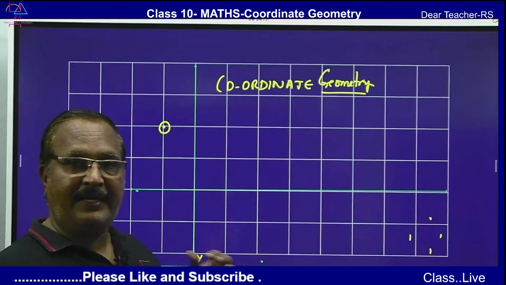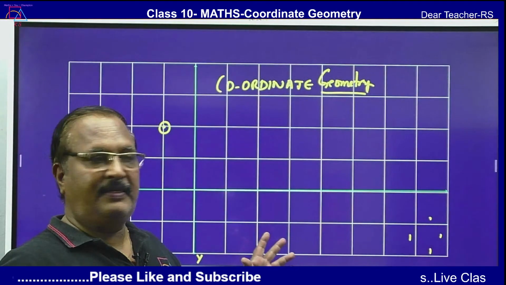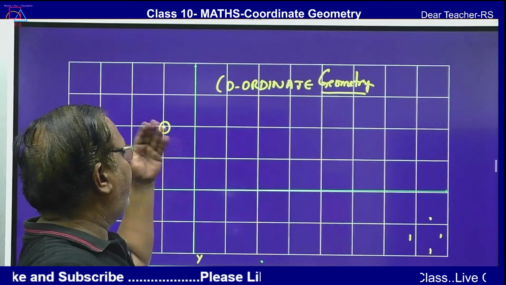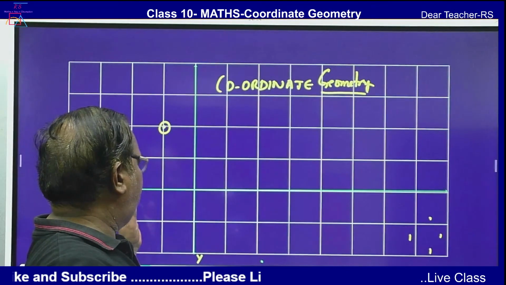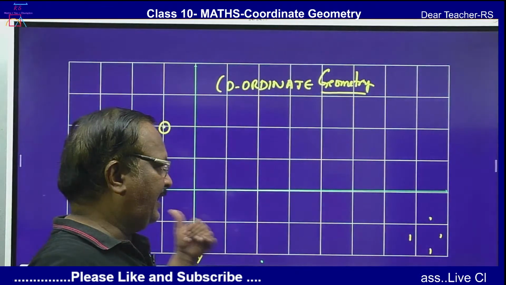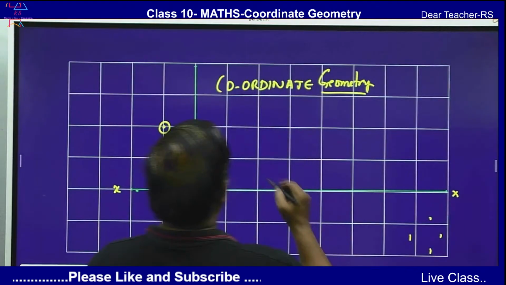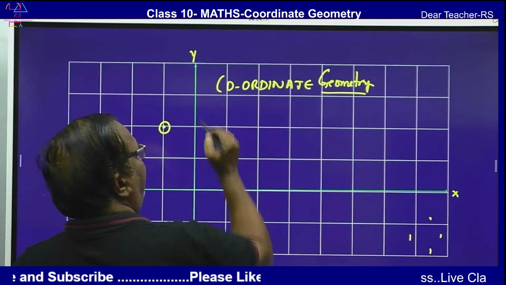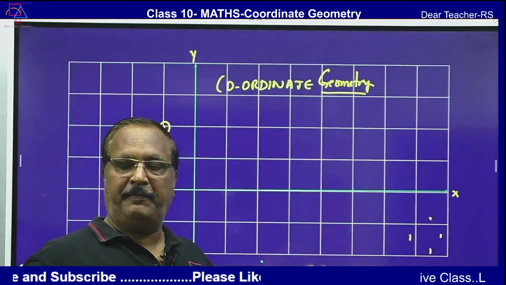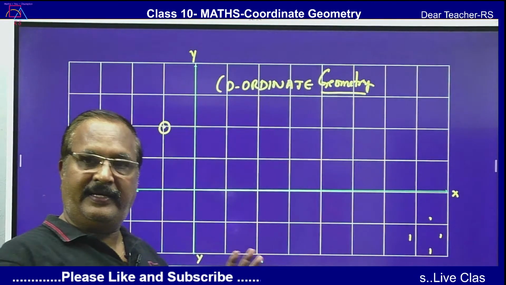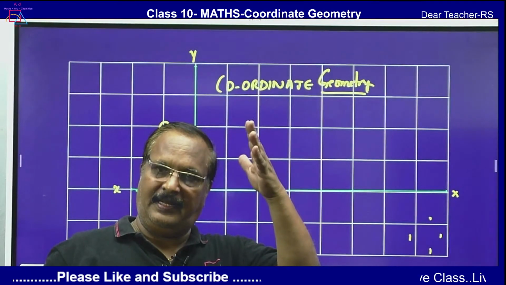Why are we taking these lines? They are a reference. In the coordinate plane, to locate any point, we need some reference. So these two are the reference lines. The x-axis is one reference line, and the y-axis is one more reference line, vertically and horizontally, because we assume that the plane is a rectangle.